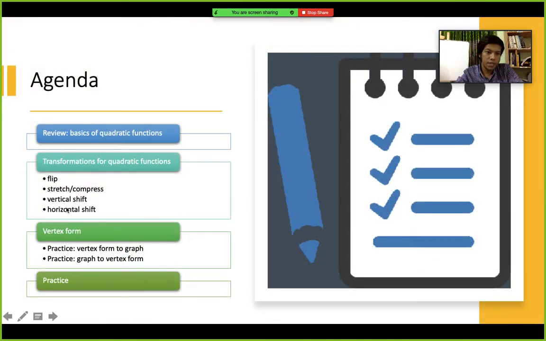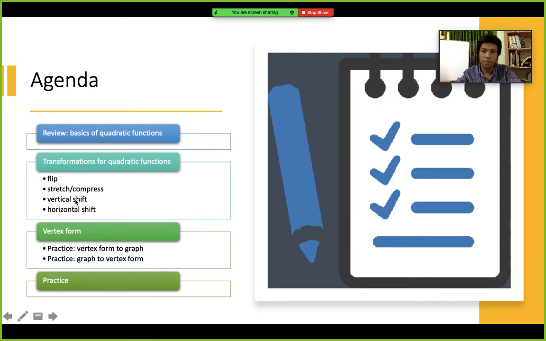So this is the agenda. First of all, we will review the basics of quadratic functions. Then these are the things that I was talking about, transformations for the quadratic functions. So we will flip them, that means upside down or downside up. Then stretch or compress, so the graph can be wider, the graph can be narrower. We will do that.